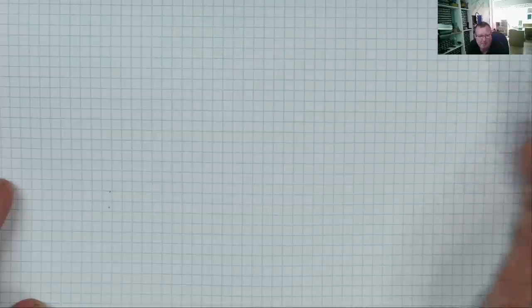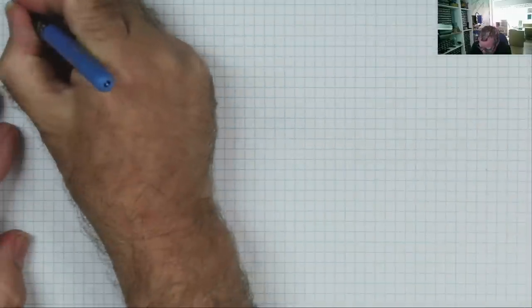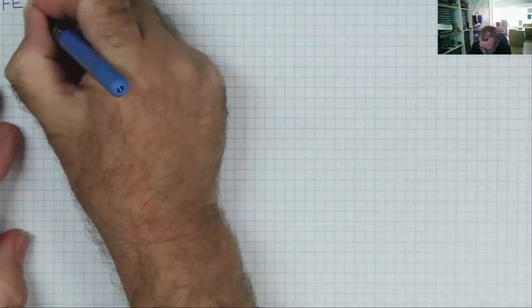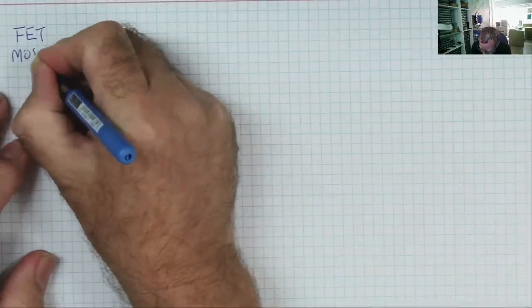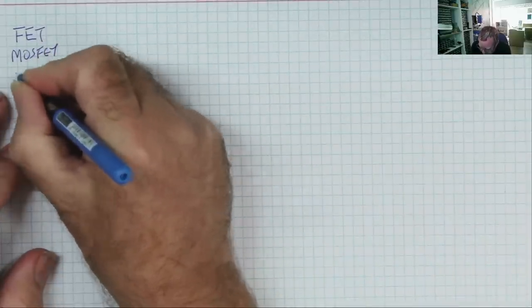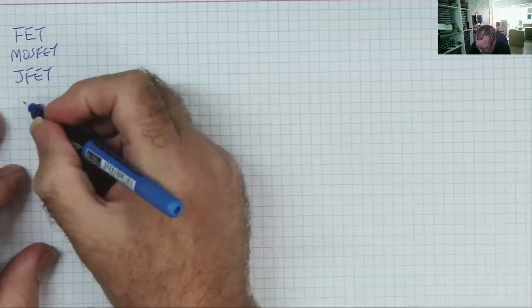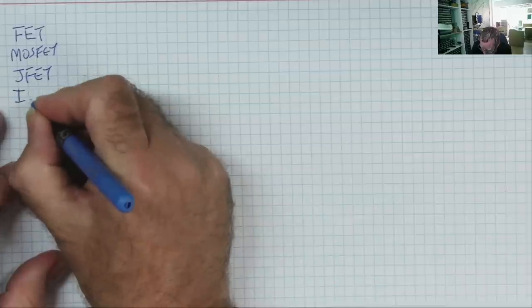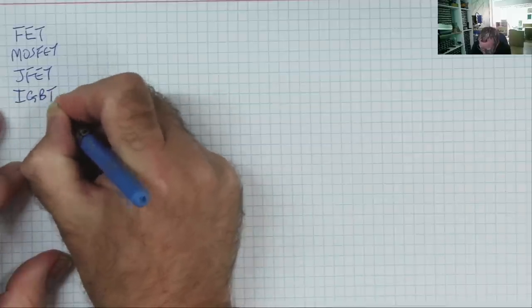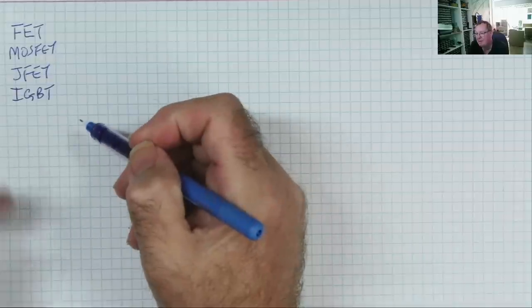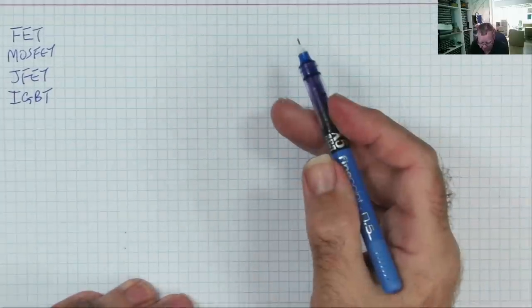Now we'll talk about the field effect transistors, FET. In particular, MOSFET. But we'll also talk about JFET, and another similarly related device called an IGBT, or insulated gate bipolar transistor. Okay, so what are all these? What do the symbols look like in particular?